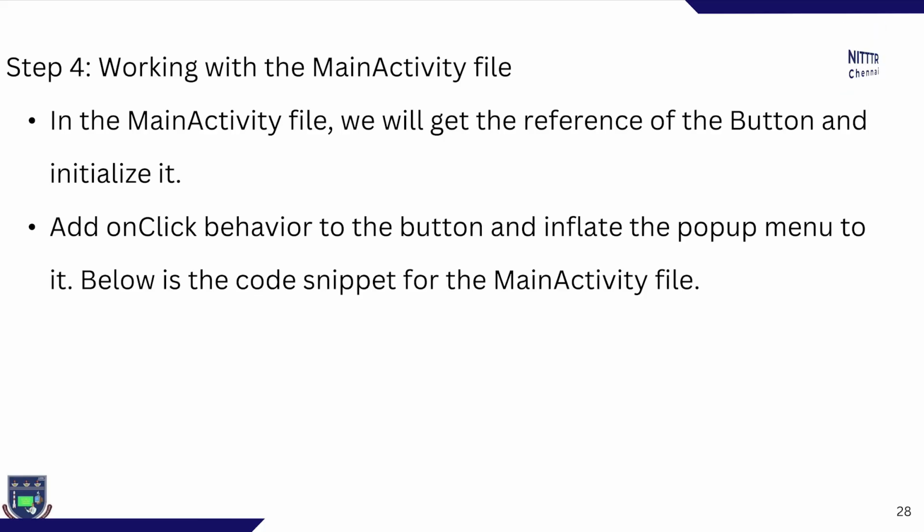Then the fourth step, we have to work with the main activity file. In the main activity file, we will get the reference of the button and initialize it. Then we have to add the on-click behavior to the button and inflate the popup menu to it. This is the code snippet for the main activity file. Next we'll see each and every line explanation of the MainActivity.kt file.